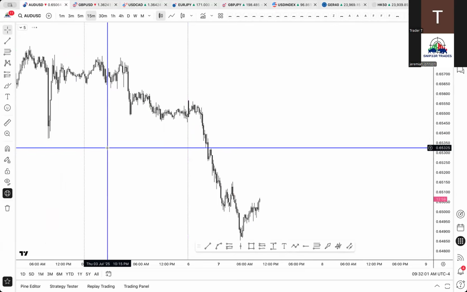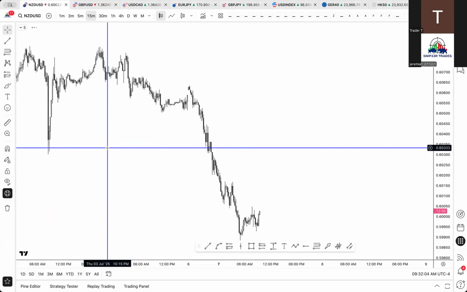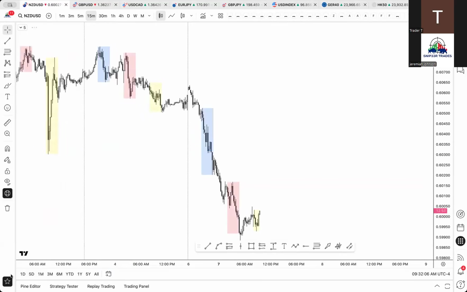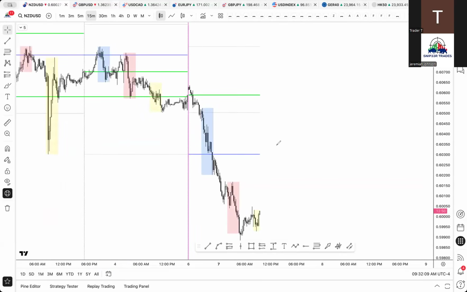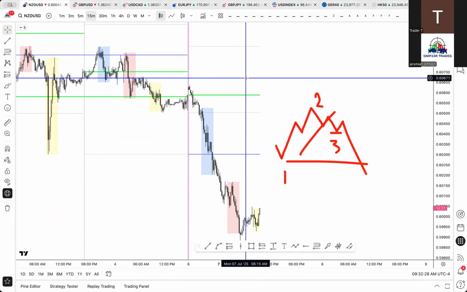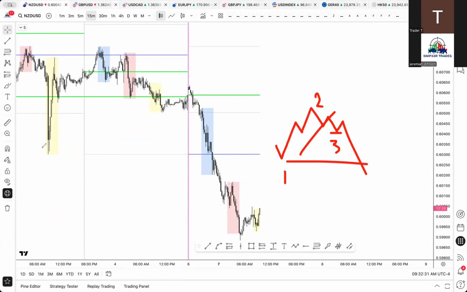And just scrolling down my watch list or my pairs, I should easily be able to identify something like this. One, two, three. And once again, my playbook reflects this. I have a gazillion of these in my playbook. Most of these majors actually presented the same opportunity. One, two, three. This is the New Zealand dollar.